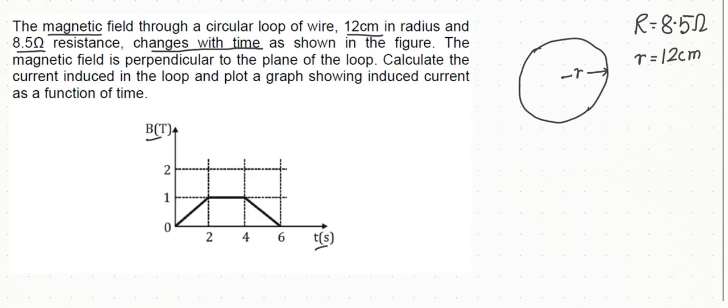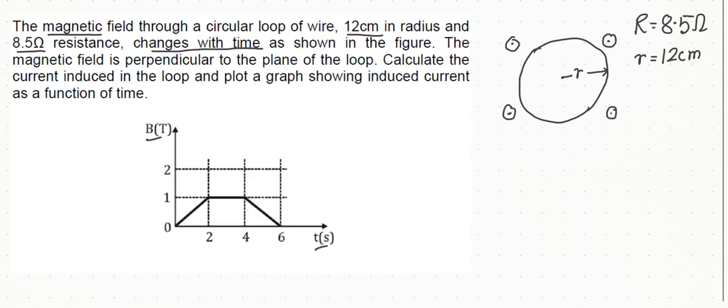The magnetic field is perpendicular to the plane of the loop here. That means let us consider the magnetic field is upward and perpendicular to the plane of the paper as shown in the figure. It is uniform, and in this region it is changing uniformly, and it is perpendicular to the plane of the loop, and here perpendicular to the plane of the paper. Calculate the current induced in the loop and plot a graph showing the induced current as a function of time.